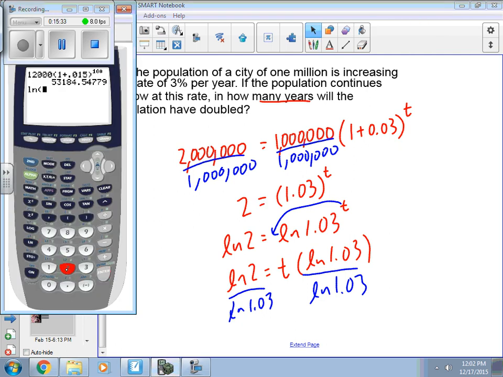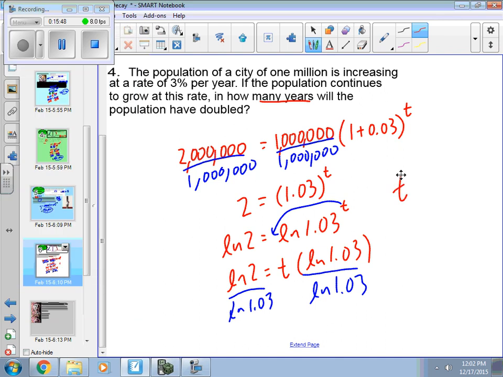Natural log 2. Again, make sure you always close up that first parentheses with the other side, and then natural log 1.03. It looks like it's going to take around 23.4 years for this population to double.